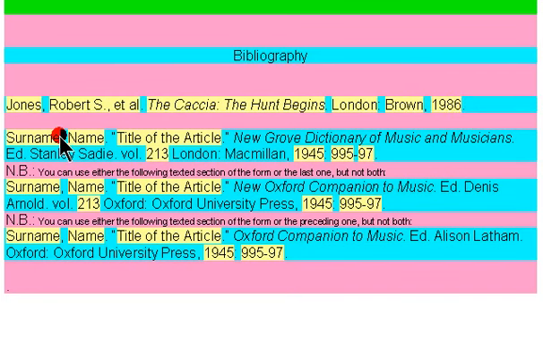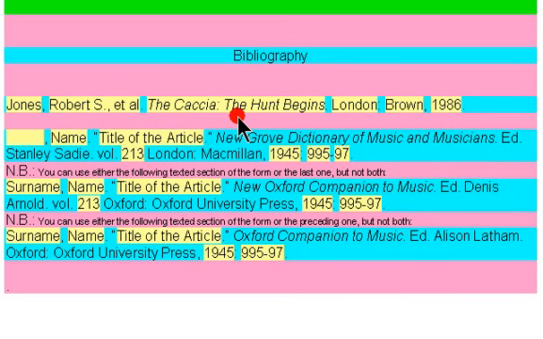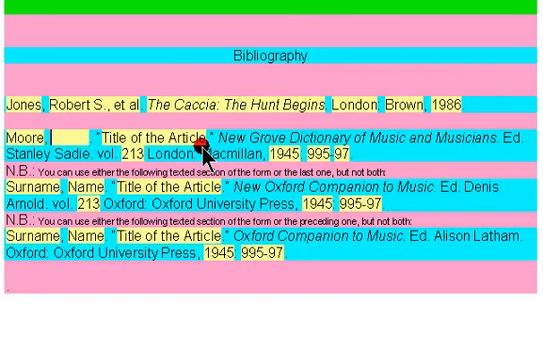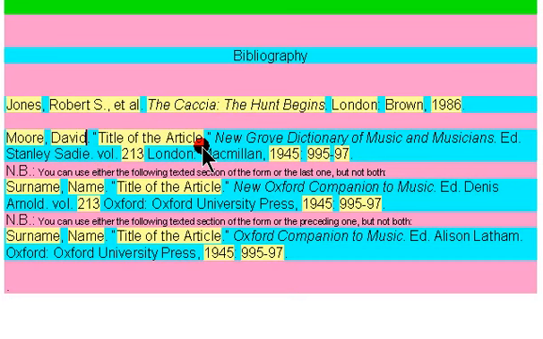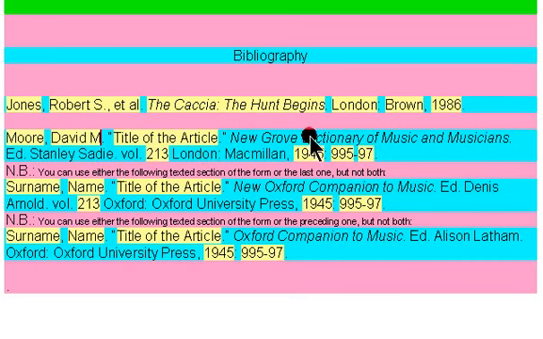Now, you'll do the same thing for the New Grove Dictionary of Music and Musicians article. You already have that information on your form. It should take you only a moment or two to enter it onto the form.